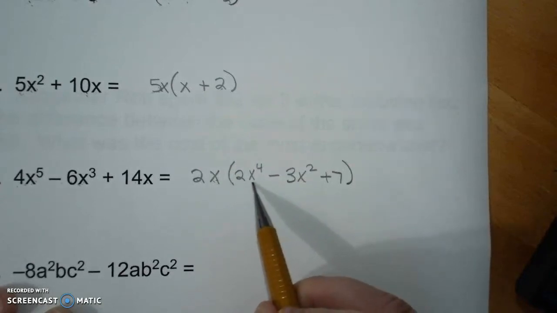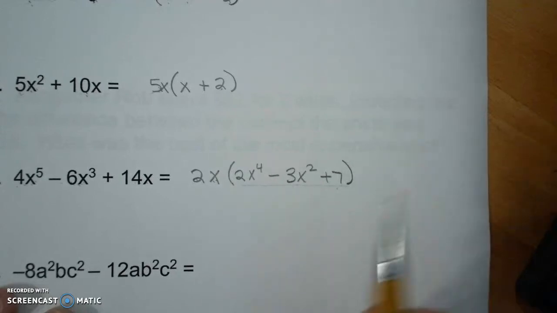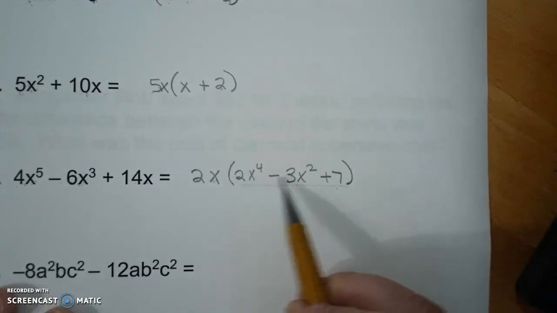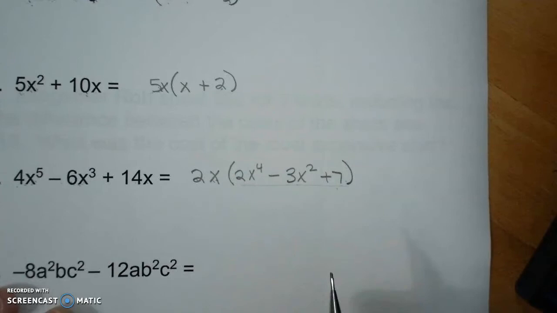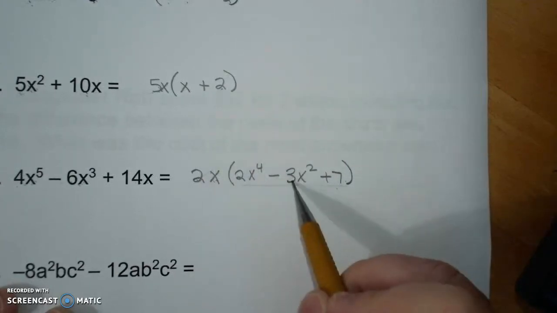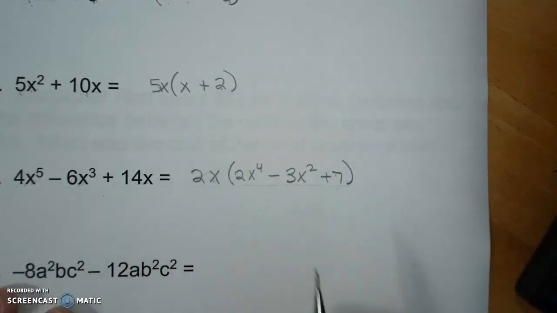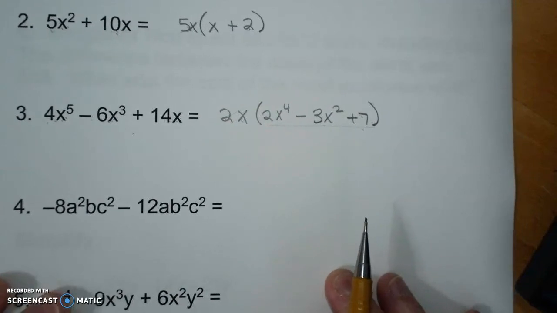And then when I look at this, I double check, a 2, a 3, and a 7, they're all prime, so nothing else comes out numerically. And this doesn't have an x, so x's don't come out. I also can go 4x to the 5th, 6x cubed, and 14x and end up there. So you can check these.